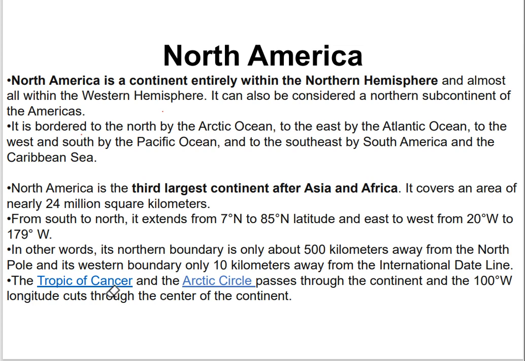The Tropic of Cancer and the Arctic Circle pass through the continent, and the 100 degree western longitude cuts through the center of the continent. So we can say the North America continent is divided equally by the 100 degree western longitude, the Tropic of Cancer, that is 23.5 degrees northern latitude, and the Arctic Circle, that is 66 degrees northern latitude.